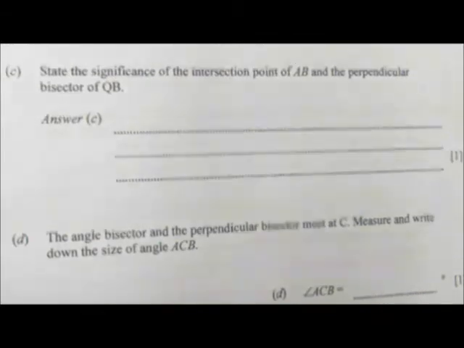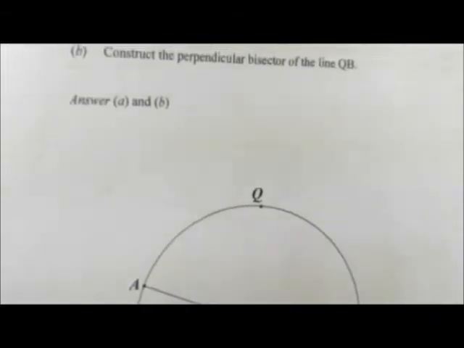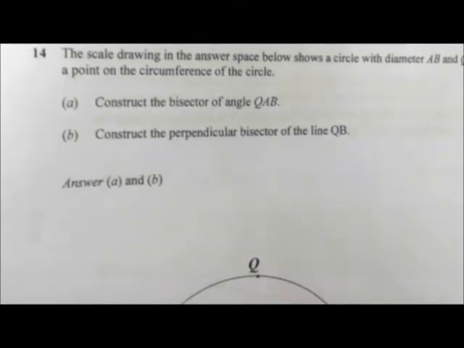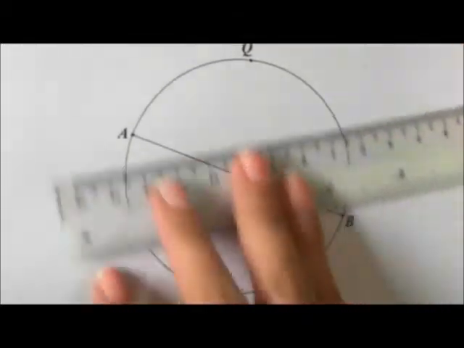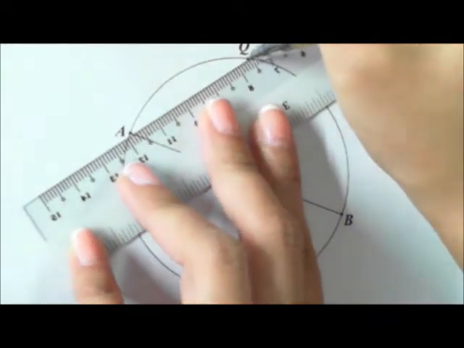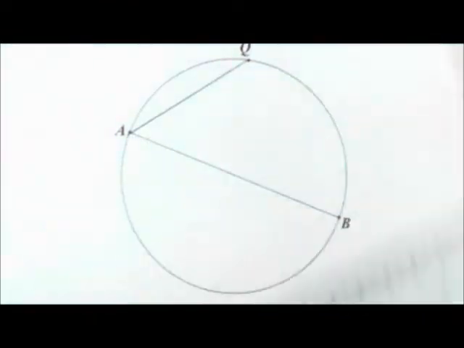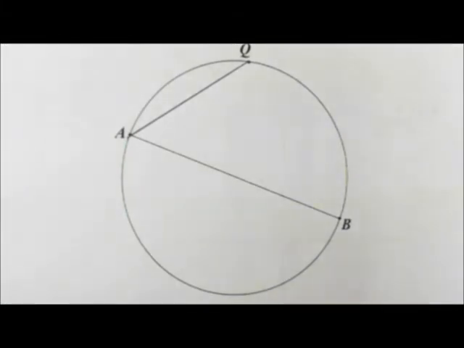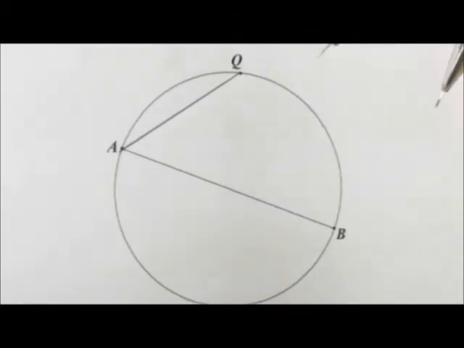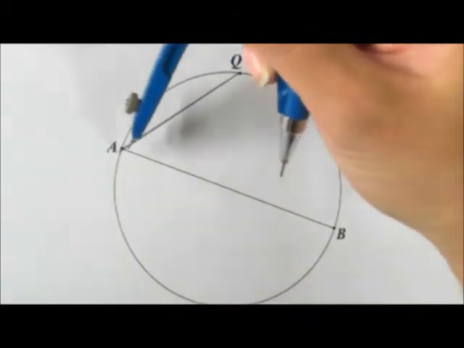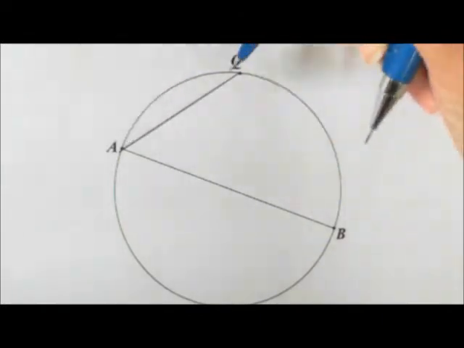First, let's do part A. Part A says construct the bisector of angle QAB. The QA is not joined up for you, so you need to join up QA. So let's join up QA. To construct the angle bisector of QAB, first you need a compass. Put the sharp end of the compass at the angle you want to bisect, which is angle A.